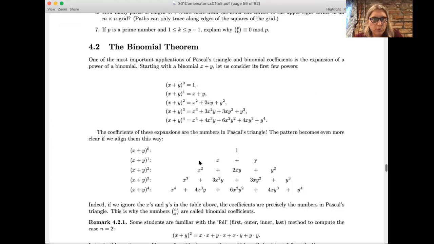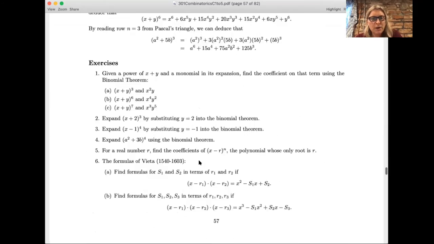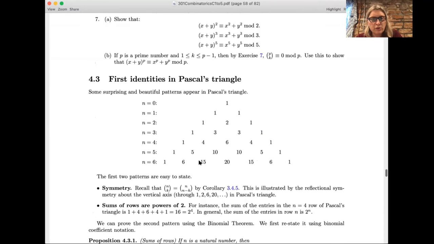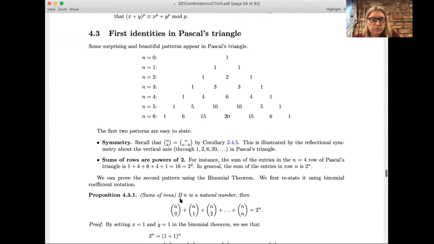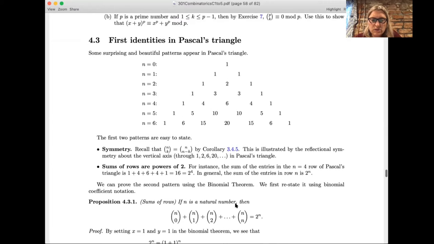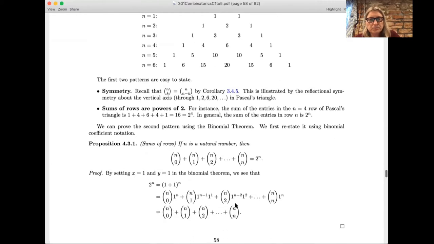So we'll skip 4.2 for a minute and instead talk about identities relating to Pascal's triangle. First identity is that the sum of a row is a power of 2. So for example, 1 plus 4 plus 6 plus 4 plus 1 is 16, which is 2 to the fourth. And in general, if we add up the entries in the nth row, we're going to get 2 to the n. At the end of this video, I'll show you a different proof of that using subsets.